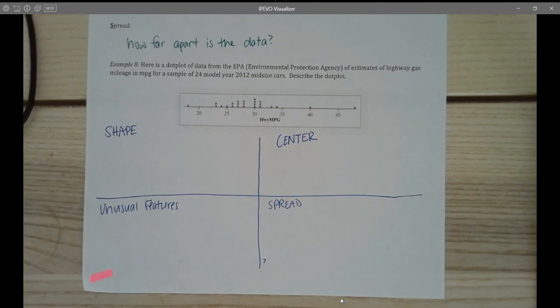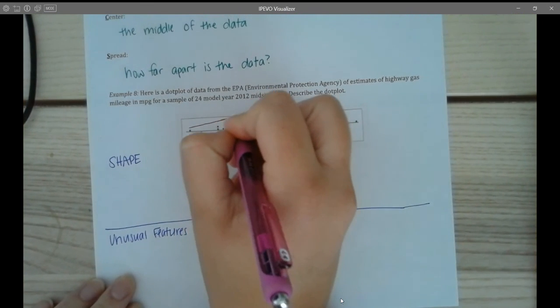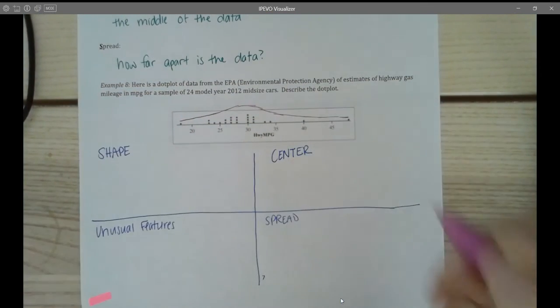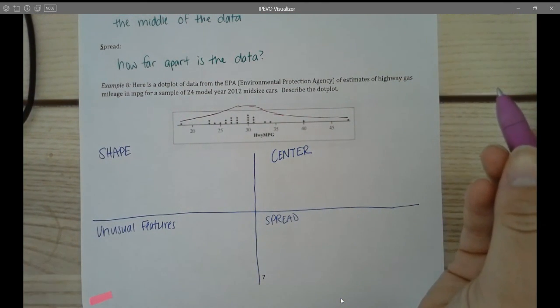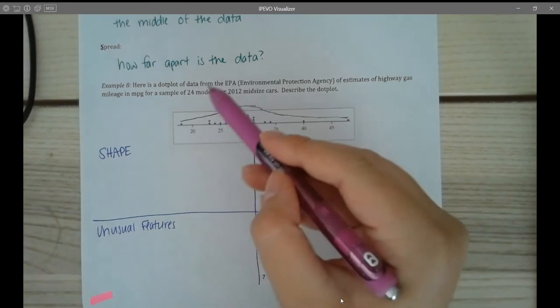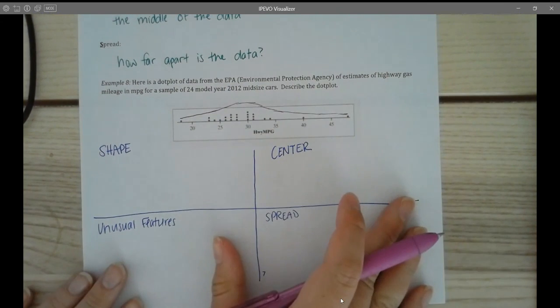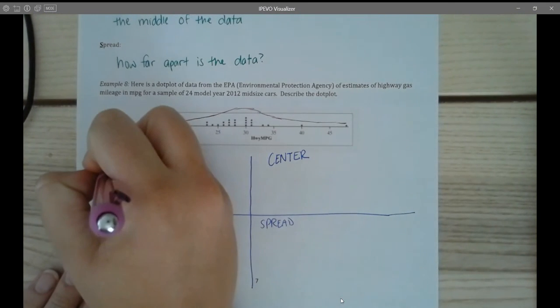Okay, let's talk about the shape. What do you guys notice here? Sometimes it helps me to go like this so that I can really see what I'm looking at. It looks a little bit bell curvy. If we had more data, I think it might fall into a true bell curve shape. We've only got 24 data points here, which is really not enough to see a true shape. But it looks a little bit symmetrical. So let's put fairly symmetrical.